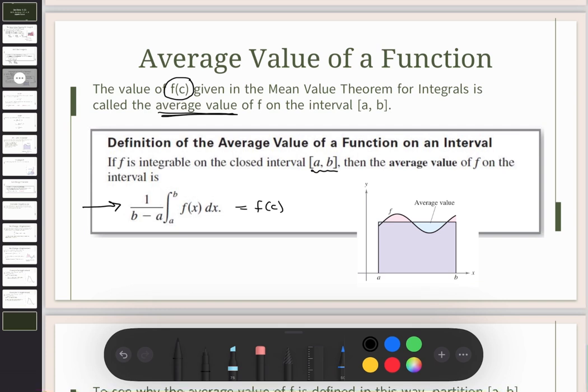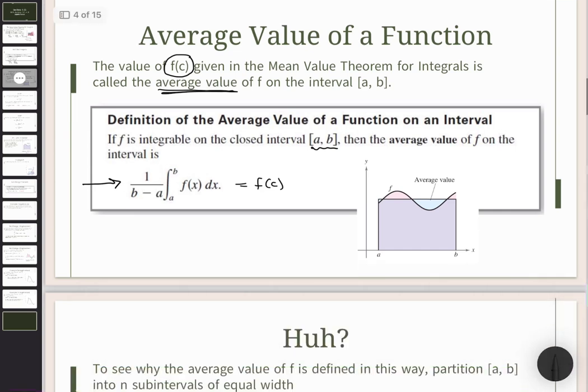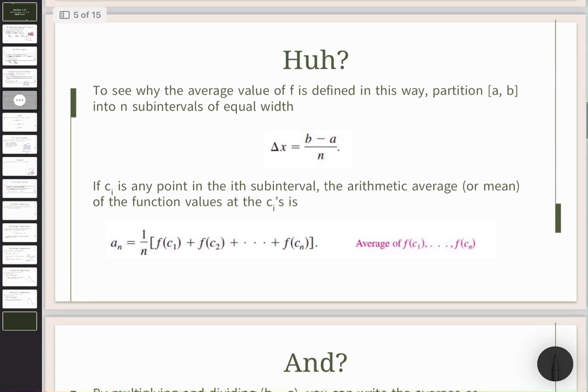All right, let's try to understand a little bit more why this is the case. So I'm going to take you through a little bit of a proof here. To see why the average value is defined in this way, I can partition that interval, we've been doing this, into n subintervals of equal width. You've used this equation so many times now, right? That's representing width here: b minus a over n. If ci, again, you've seen that, is any point in the ith subinterval. Usually we would use our right endpoint because that's just easier. But ci could represent any point in the ith subinterval.